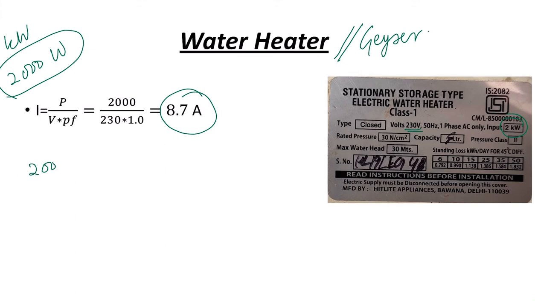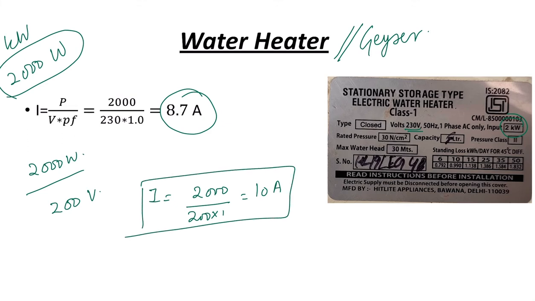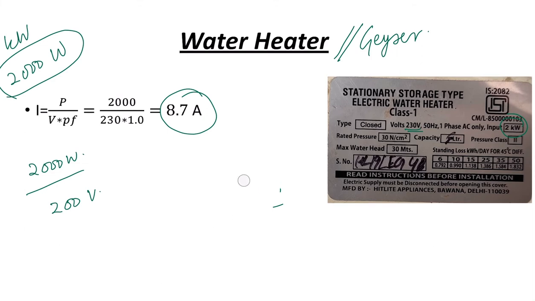This is 2000 watts. When you run this same machine at a lower voltage, let's say 200 volts only, what happens? I is higher. It is 2000 divided by 200 into 1, so this comes out to be 10 amperes. So if you decrease the voltage, the amount of current drawn by the device increases. So this is why it is always recommended to run the appliances at their recommended or standard voltages.